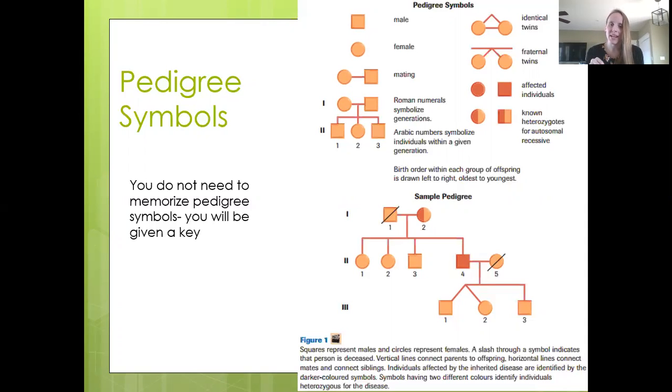You guys will get a handout or an electronic copy of the handout that shows all of these different pedigree symbols. If I forget to give it to you, please remind me. You are allowed to use that on your test and quiz. So don't think that you need to memorize these symbols, okay?